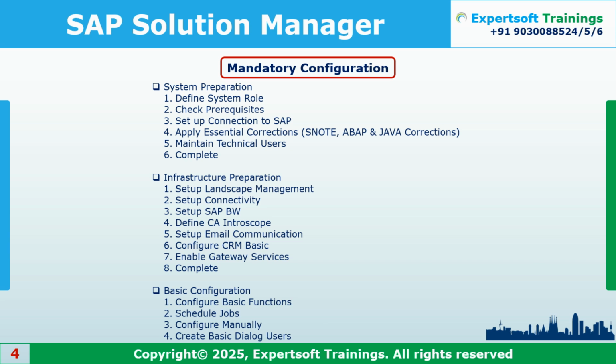SOLMAN_SETUP is the T-code to access mandatory configuration, where you can see the mandatory configuration on the left side. Once you click on the mandatory configuration, you can see the system preparation, infrastructure preparation, basic configuration. So there are six phases in the system preparation.